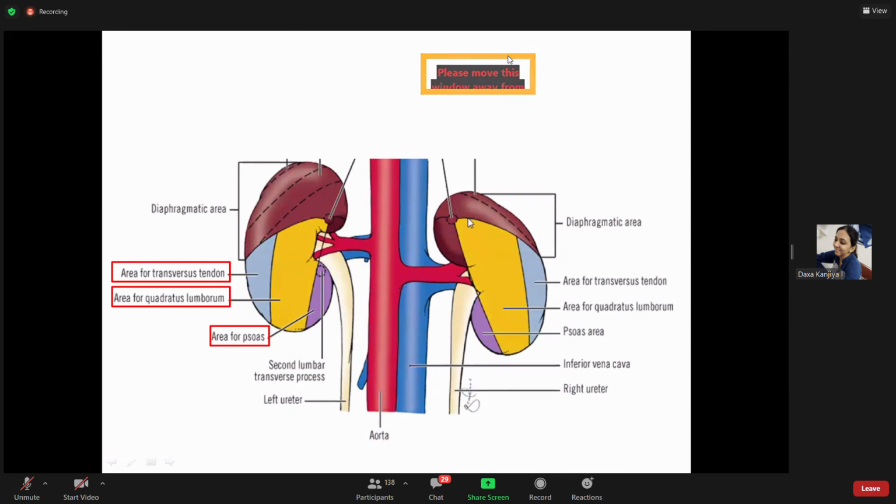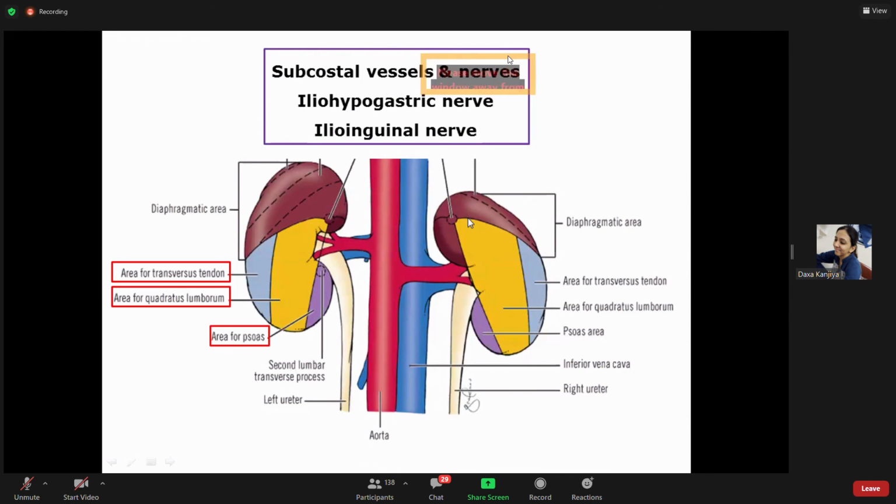Now the posterior surface is related with the three important nerves. Above downward, these are the subcostal vessels and nerves, then iliohypogastric nerve and ilioinguinal nerve. See the emerging point of the three nerves. It is not that you draw them anywhere above downward.